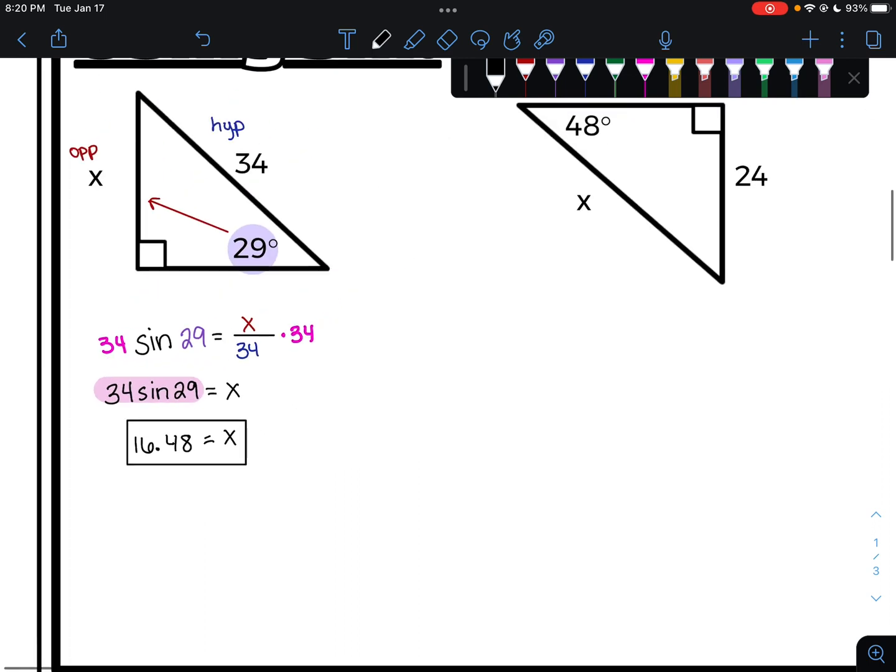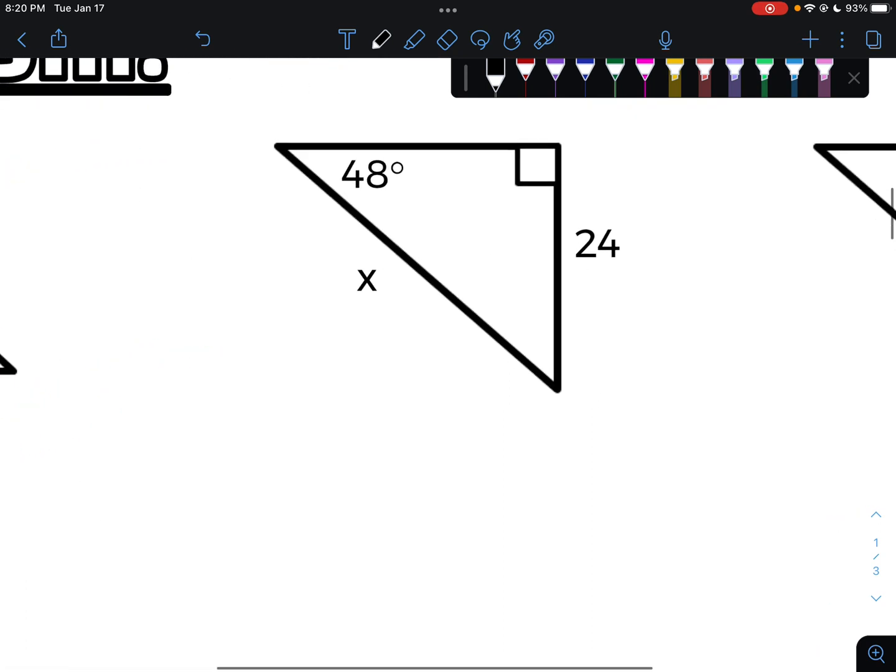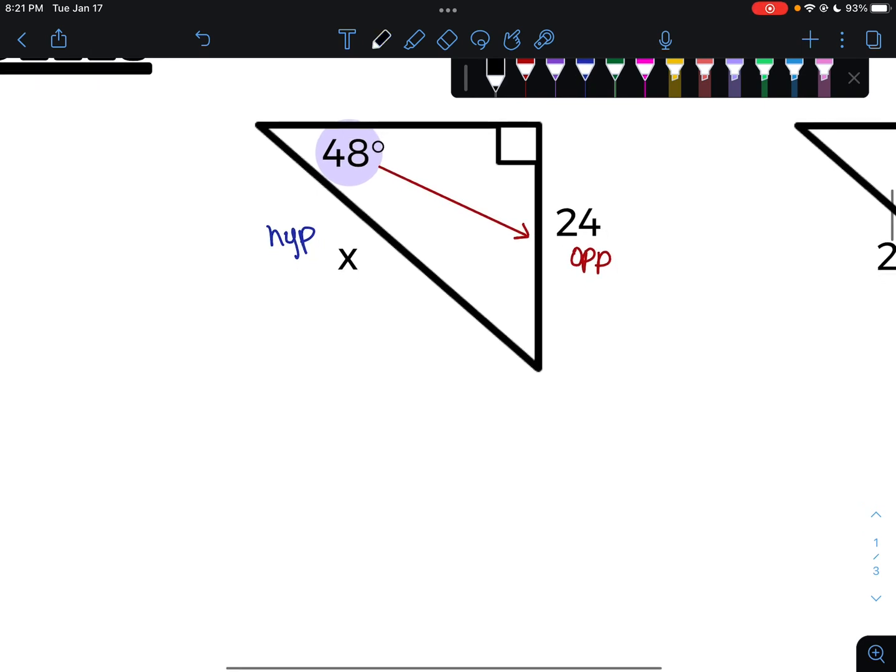Okay, moving on to the next one. So first thing we do is identify our angle. We label our sides. So this is opposite. This right here is the hypotenuse. So I know opposite, I know the hypotenuse, which means I'm using the sine function. So sine of my angle, 48, is equal to my trig ratio of opposite over hypotenuse, so 24 over x.